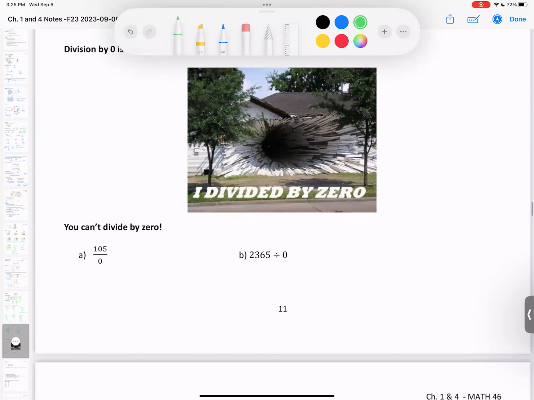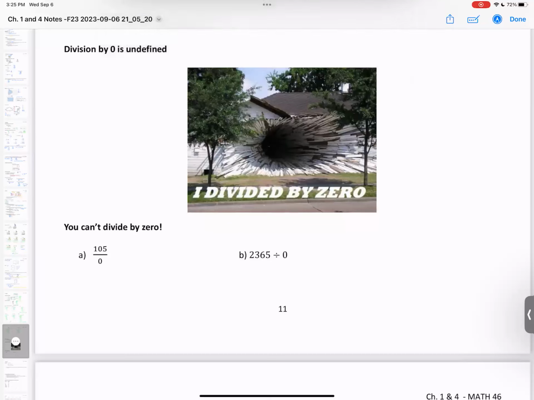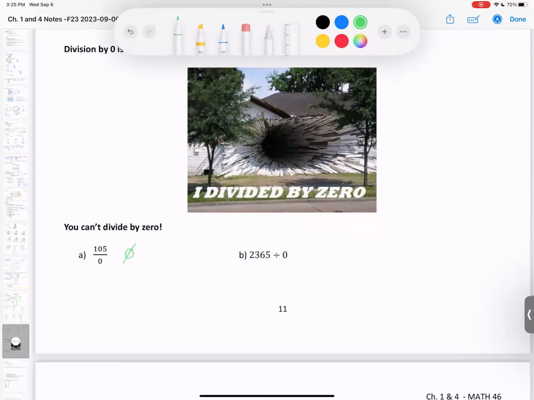So let's say you're on a test and someone asks you, what's 105 divided by 0? What are you going to write? Well, you can write it as there is no solution like this, or you could say it's undefined.